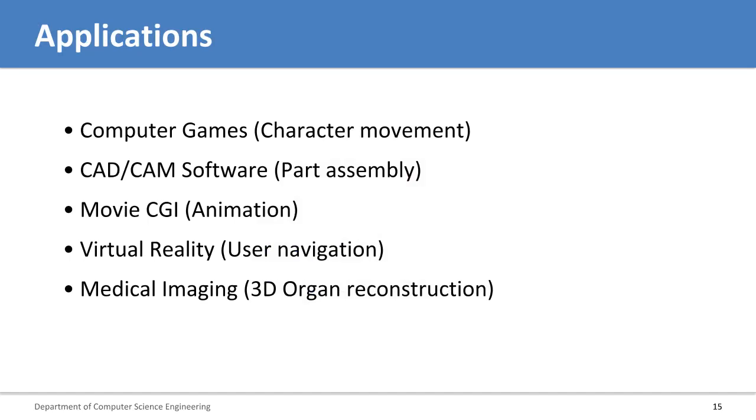3D translation has many real-world applications. In computer games, it is used for character movement. In CAD and CAM software, it helps position and assemble parts. It is also used in movie animation, virtual reality navigation, and medical imaging for constructing and analyzing three-dimensional models.